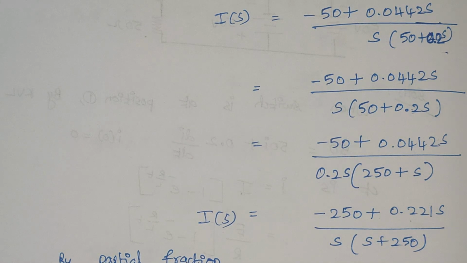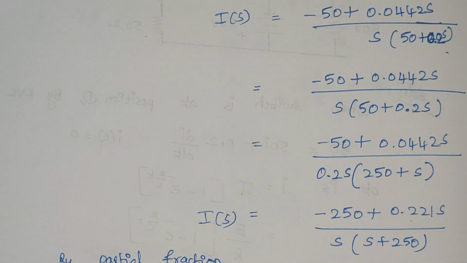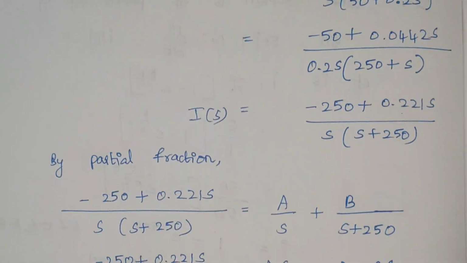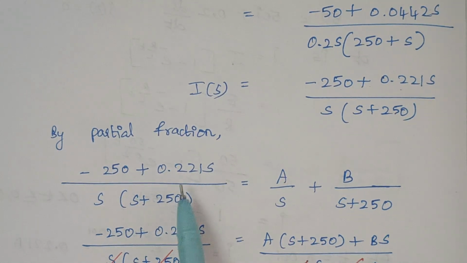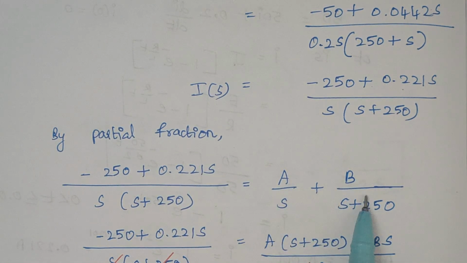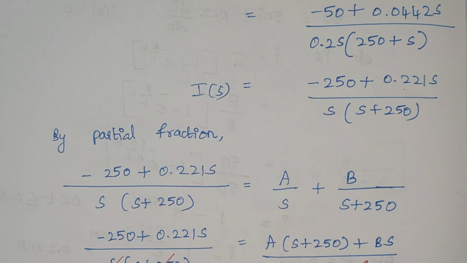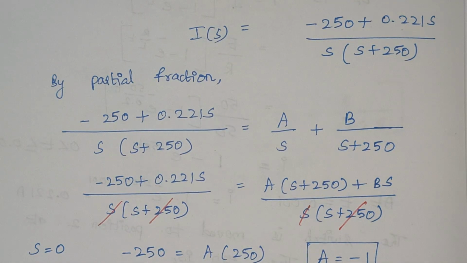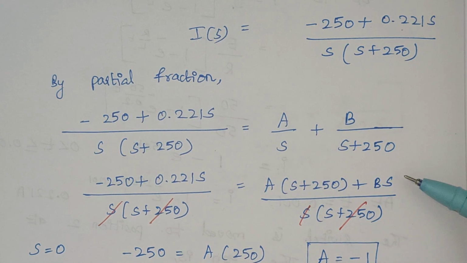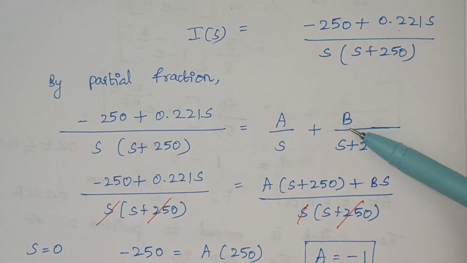So the ultimate aim is we are always expected to find the current that flows through the circuit, right? So we are calculating I of s. The next thing is we are proceeding with the partial fraction. So when you apply partial fraction, again you see this denominator has two terms, right? So here we are splitting it into two elements. Again take LCM. So once LCM is done, the denominator terms cancel each other. Again we have to find the values of A and B.